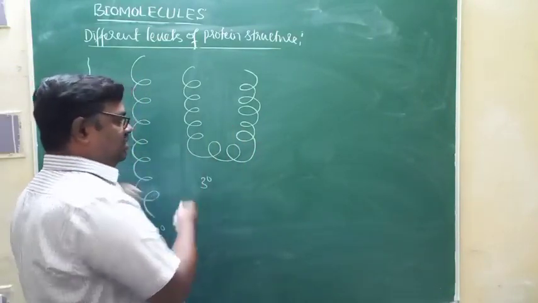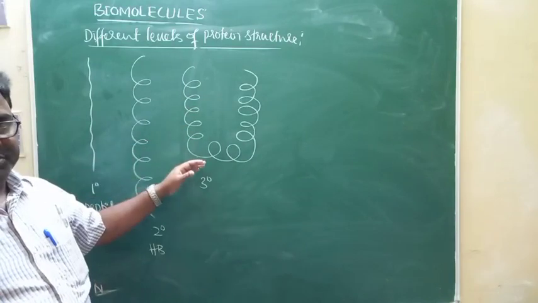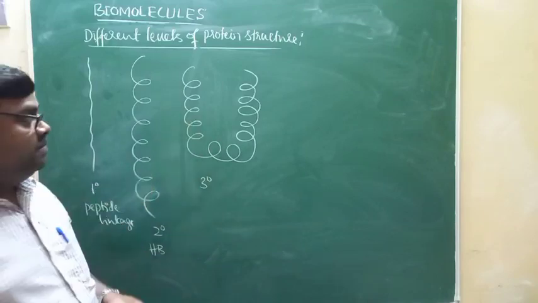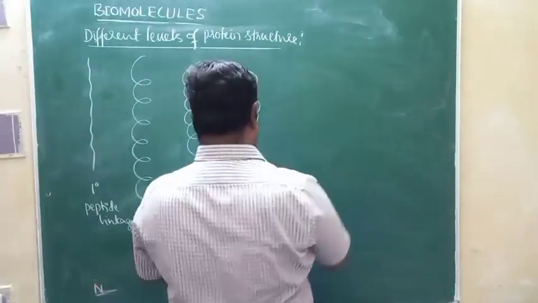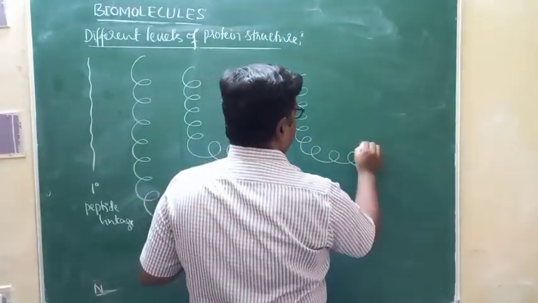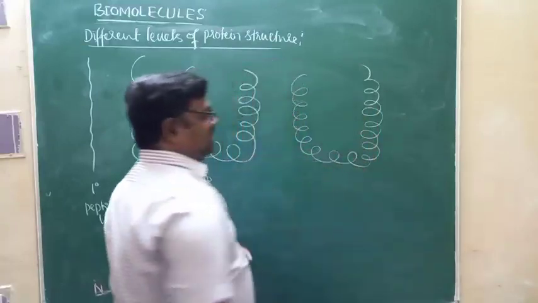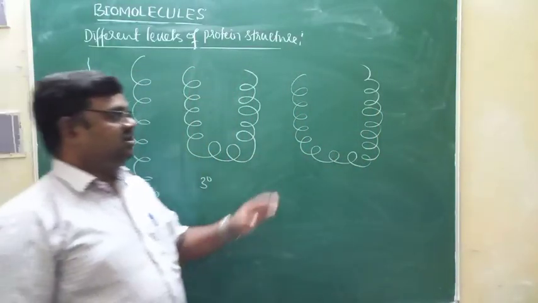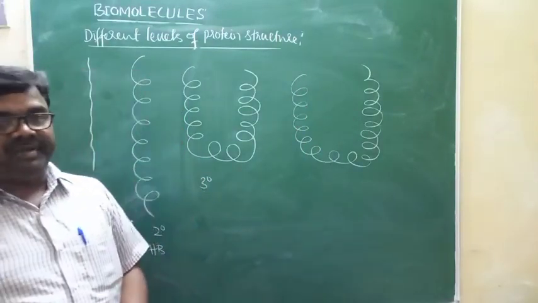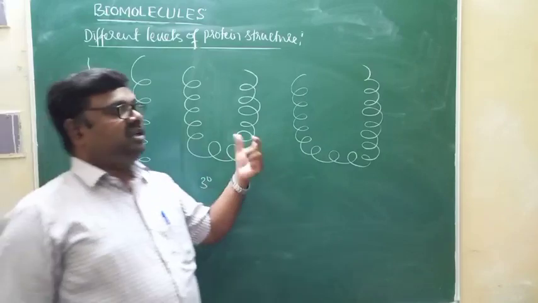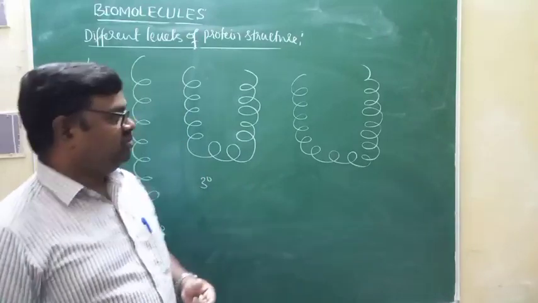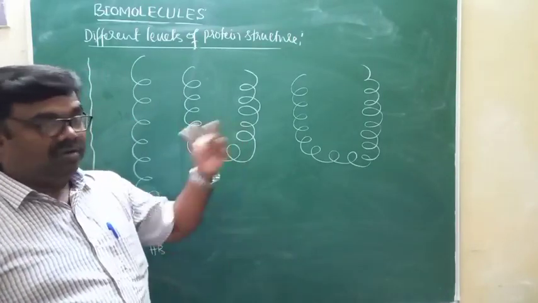Here it involves hydrogen bonds, disulfide linkages, van der Waals force of attractions, and of course electrostatic force of attractions in addition to peptide linkages. And in the case of a quaternary structure, the subunits present in the protein structure are arranged in space in a particular manner. That is, the spatial arrangement of the different subunits present in proteins is what we call the quaternary structure.